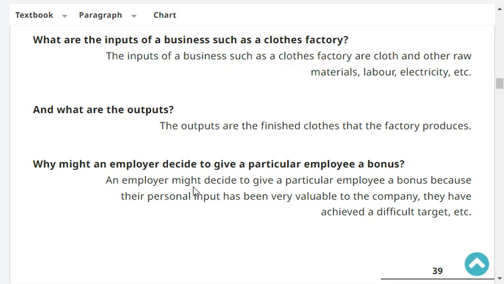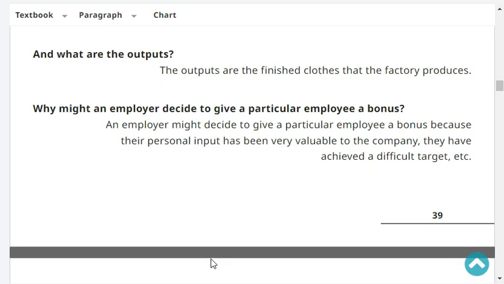What are the inputs of a business such as a clothes factory? The inputs are cloth and other raw materials, labor, electricity, etc. Much better. And what are the outputs? The outputs are the finished clothes that the clothes factory produces. Very good.